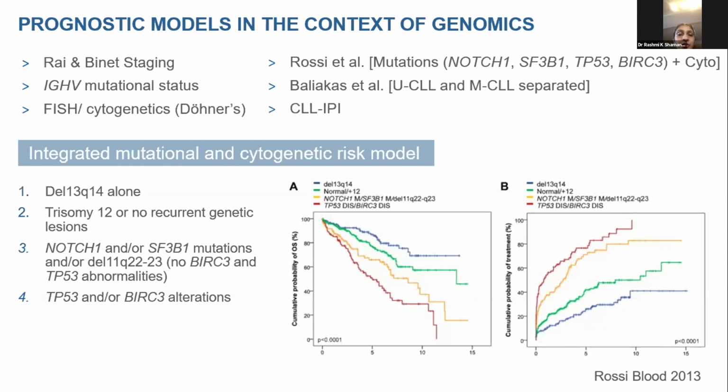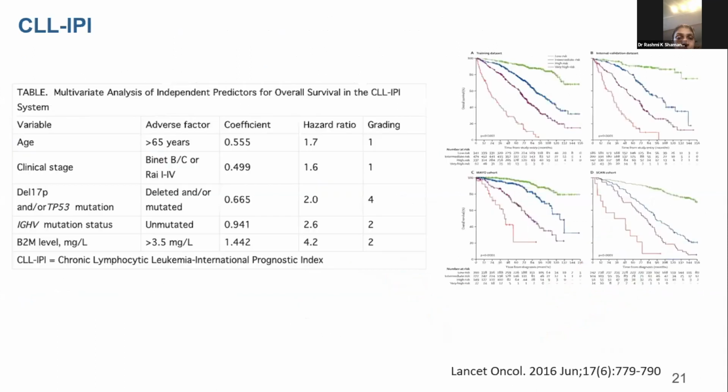They incorporated deletion 13, trisomy 12, and no recurrent genetic lesions; then NOTCH1 and/or SF3B1 mutations and/or deletion 11q; and then a fourth category, the TP53 mutations with BIRC3 alterations. And these were clearly prognostic. And the next slide.